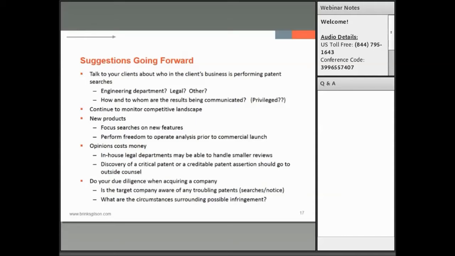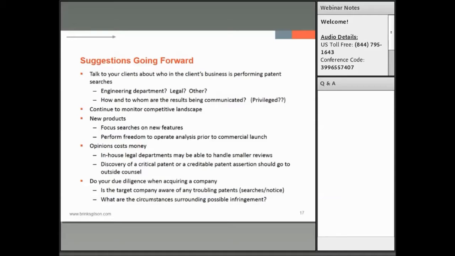As we know, opinions cost money, so there's going to need to be an evaluation. You may not need to get an opinion on every single product. If it's a clear-cut case and there is an in-house legal department, they may be able to render a non-infringement position on that. But if it starts becoming a critical patent, a critical product, or credible threat from a third party, that's when you definitely want to consider getting some type of opinion from outside counsel.